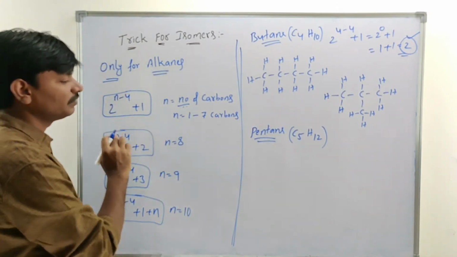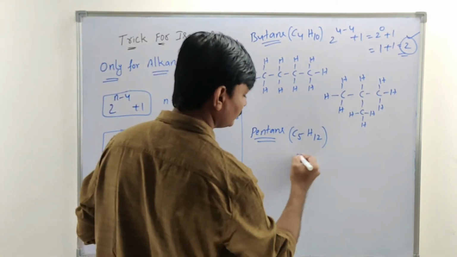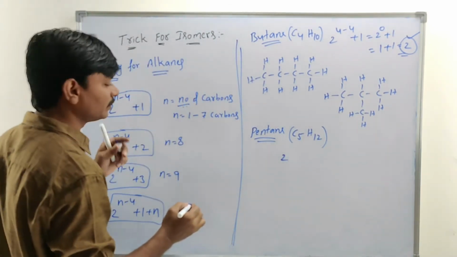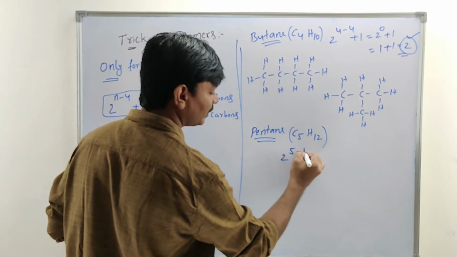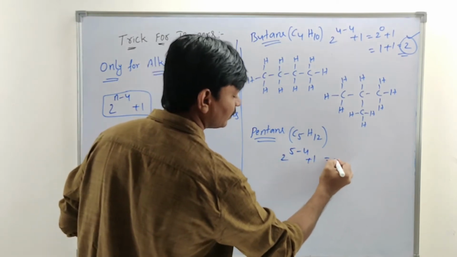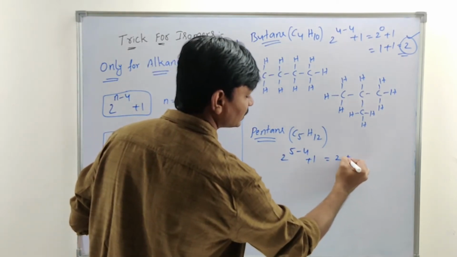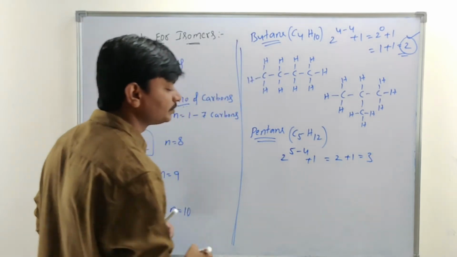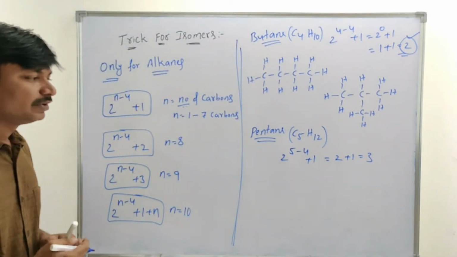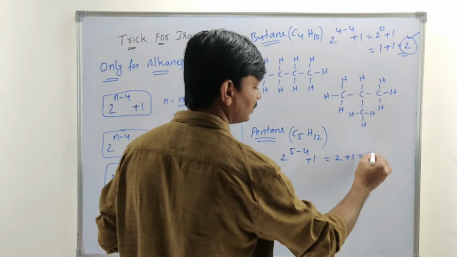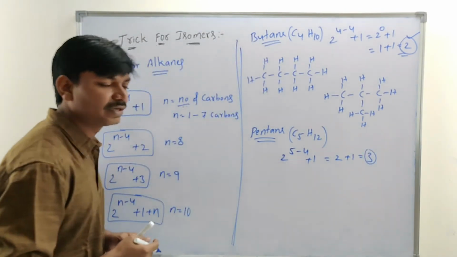That's why the formula will be 2 power of n minus 4 plus 1. Here n equals 5. 5 minus 4 plus 1: 2 power of 1 plus 1, equal to 2 plus 1. Total isomers for pentane: only 3. 3 isomers for pentane. Okay, clear?